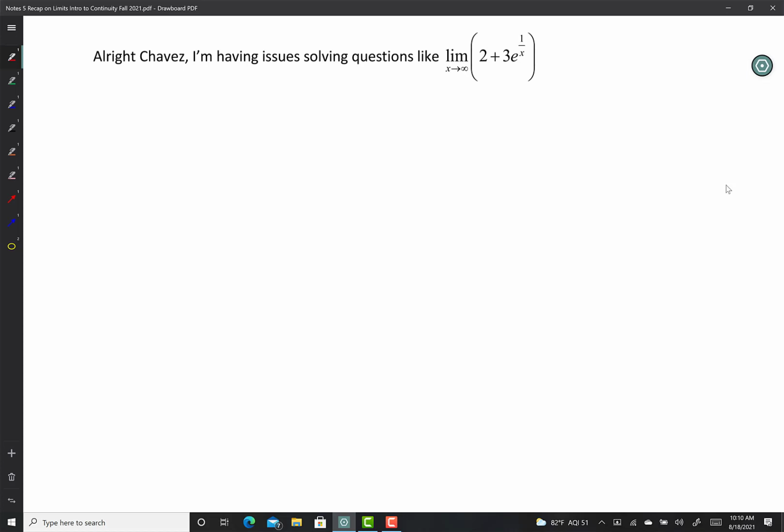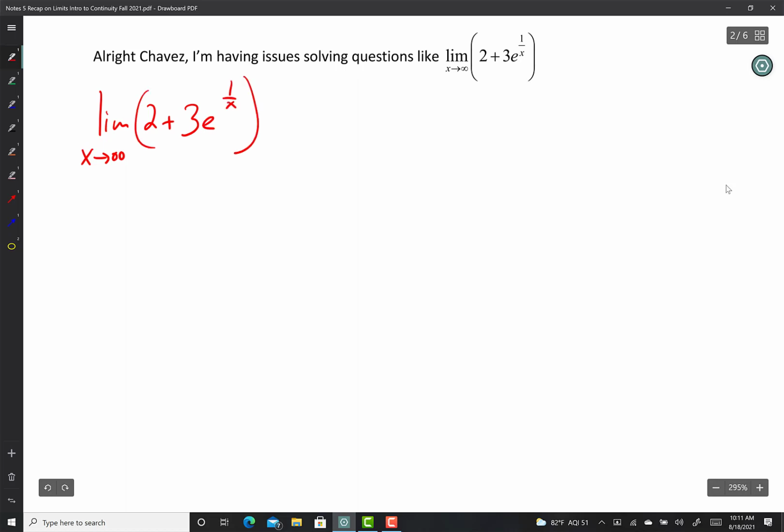So let's look at this limit. A lot of you are getting these type of questions incorrect, so we're going to talk about it. Limit as x approaches infinity of 2 plus 3e to the 1 over x. What is that limit? So how do we evaluate it?